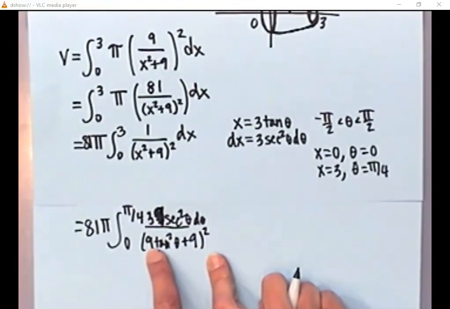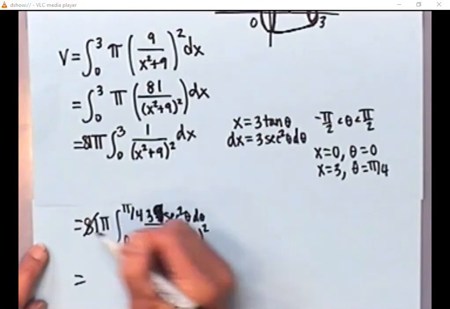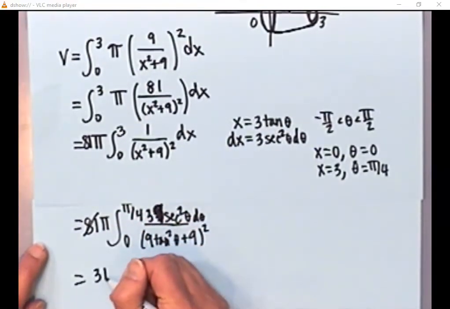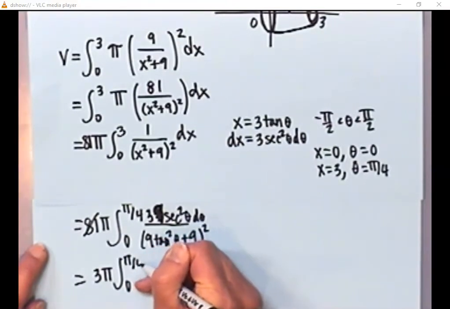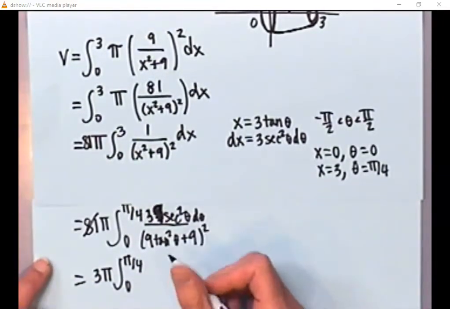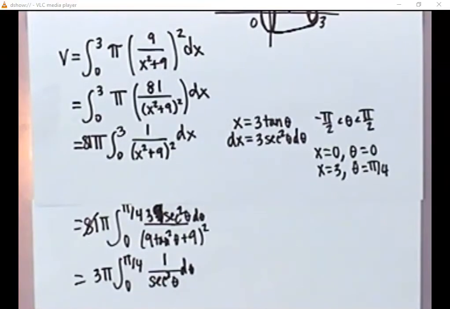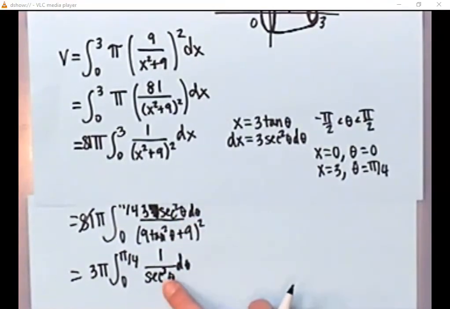And this becomes 9 tangent squared plus 9. So what comes out here is a 9, right? And then tangent squared plus 1 is secant squared. But the 9 squared is 81, and that's going to cancel the 81 out. But you will have a 3 pi. This should be secant squared squared, so secant to the 4th, so 1 over secant squared. And you have a 3 pi out front.